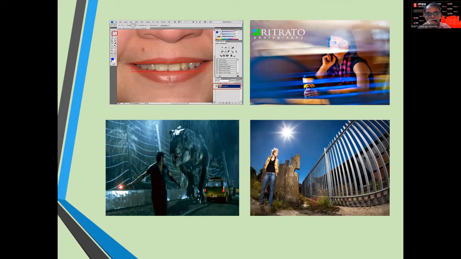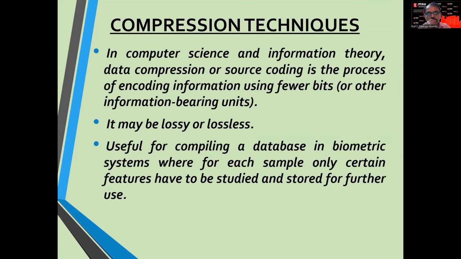Compression techniques. In computer science and information theory, data compression or source coding is the process of encoding information using fewer bits. It may be lossy or lossless, useful for compiling a database in biometric systems where for each sample only certain features have to be studied and stored for further use.